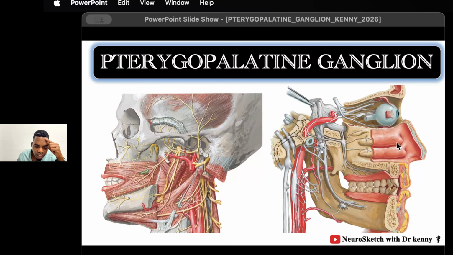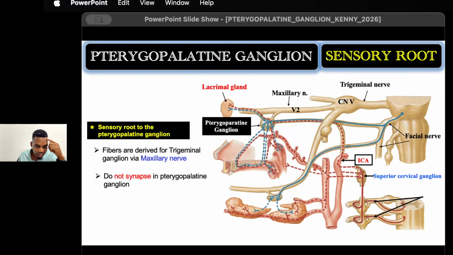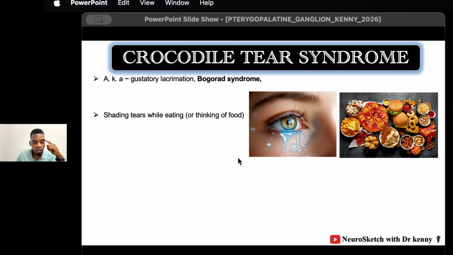We have those going to the nose, those going to the nasopharynx, those going to the palate with the palatal glands, and some going to the lacrimal gland to supply the lacrimal glands. Okay, so we have a strange condition here which is called the crocodile tear syndrome, and the crocodile tear syndrome is also called gustatory lacrimation or Bogorad syndrome. It has got a number of names, but what is it?